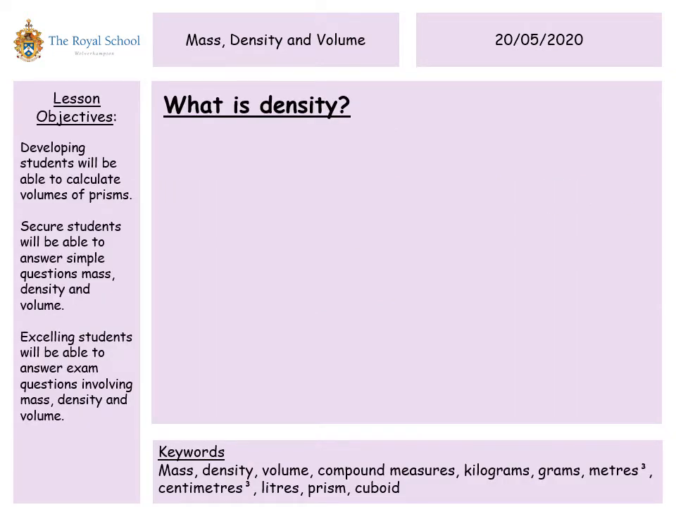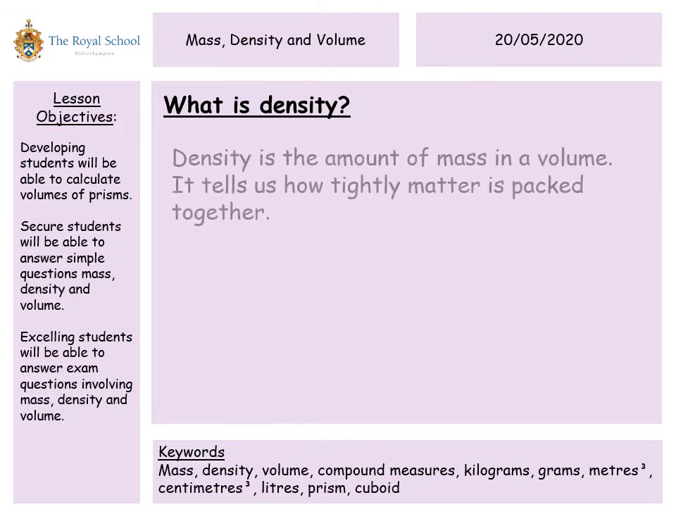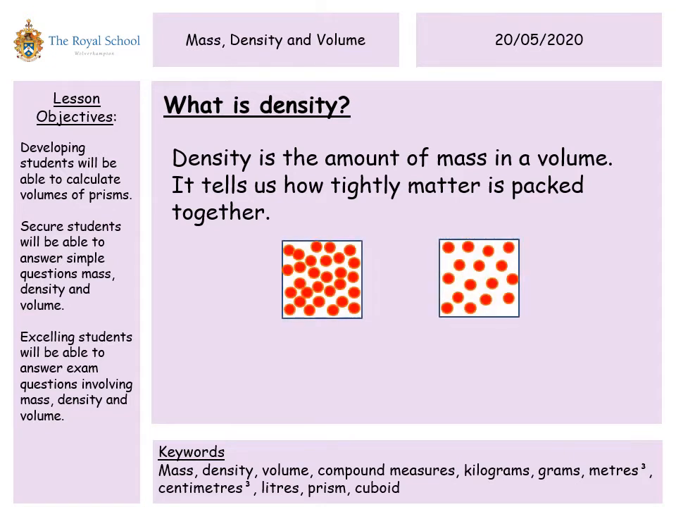So what is density? Well, density is the amount of mass in a certain volume, and it tells us how tightly matter is packed together. So if we look at a couple of examples here, we've got two squares, and this one is absolutely jam-packed with these dots. So this one would have a higher mass within that same volume, and the other object has these dots much more spread out, so it has a much more loosely packed amount of dots in it. So this would have a lower mass within that same volume.